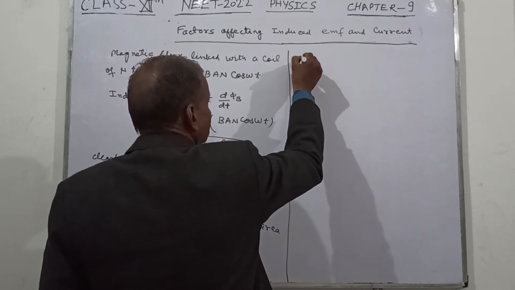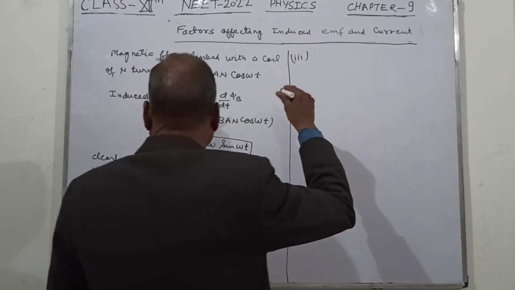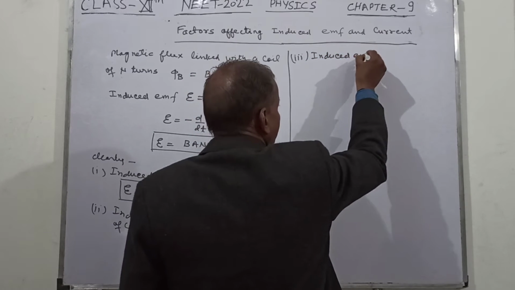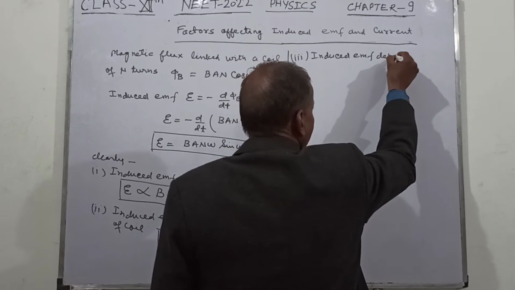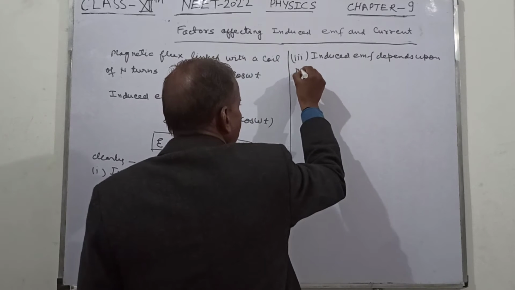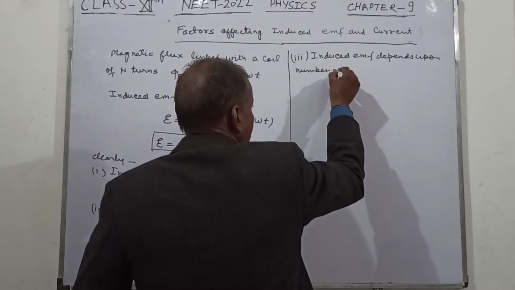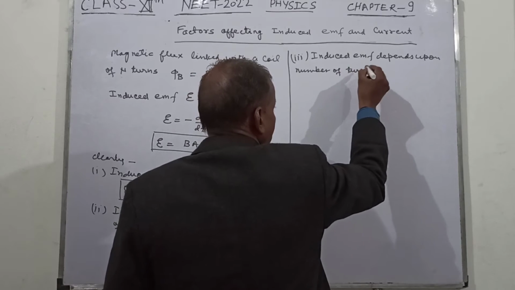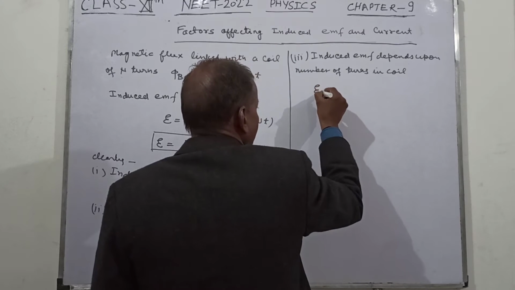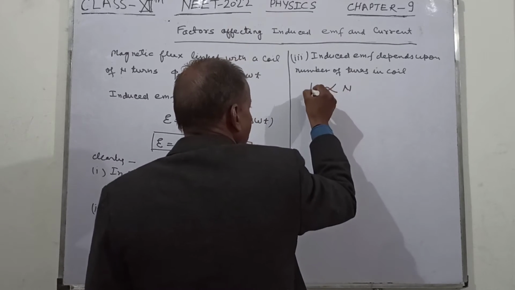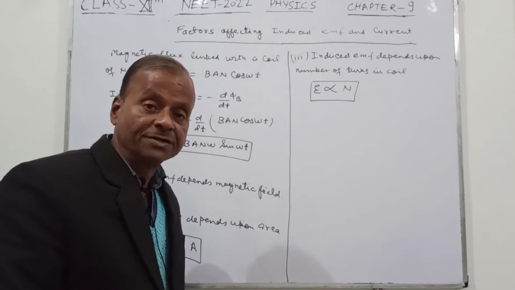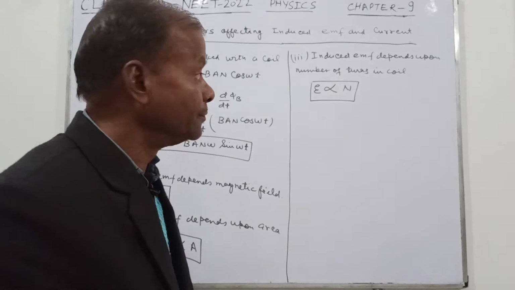And now third, the induced EMF depends upon the number of turns in the coil. It means that this induced EMF is directly proportional to N, the number of turns. The larger the number of turns in the coil, the larger will be the induced EMF.